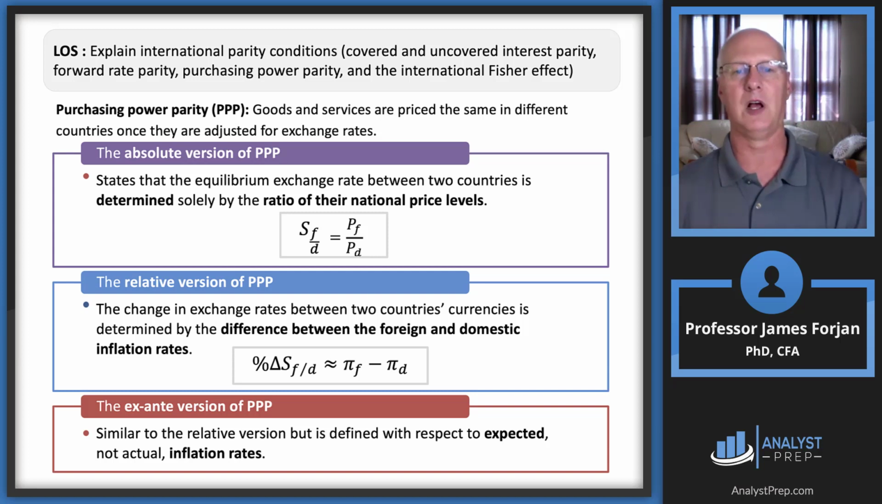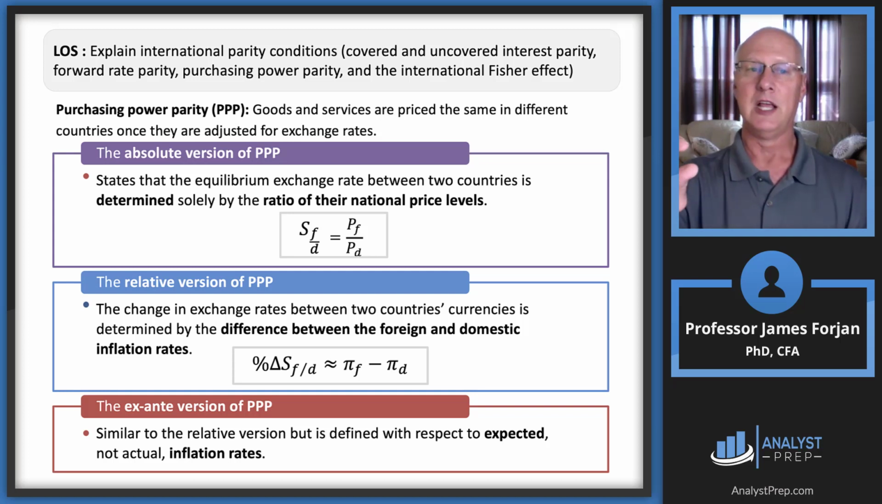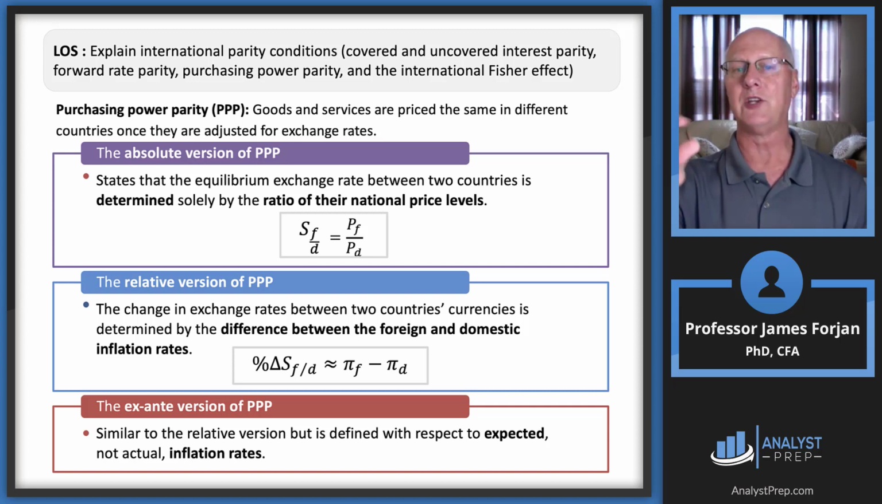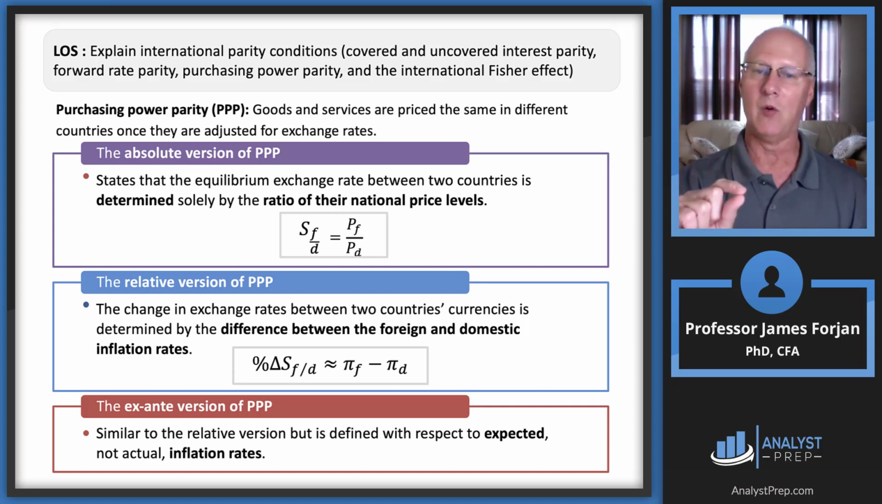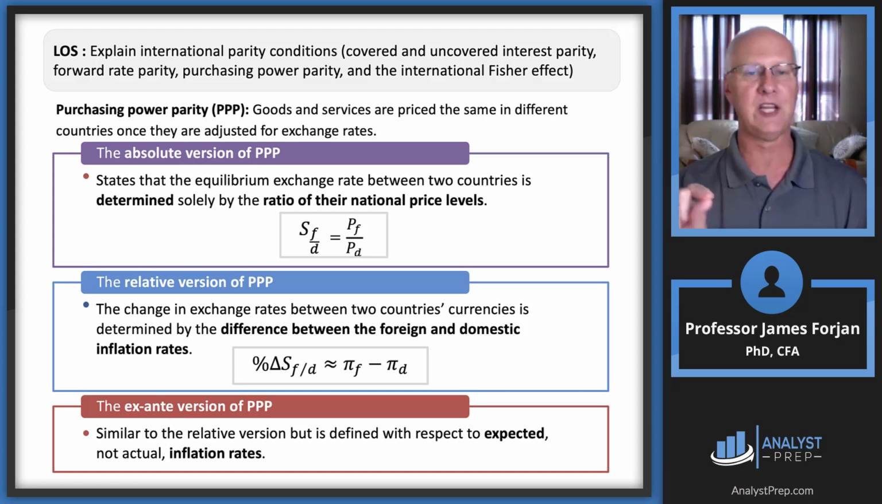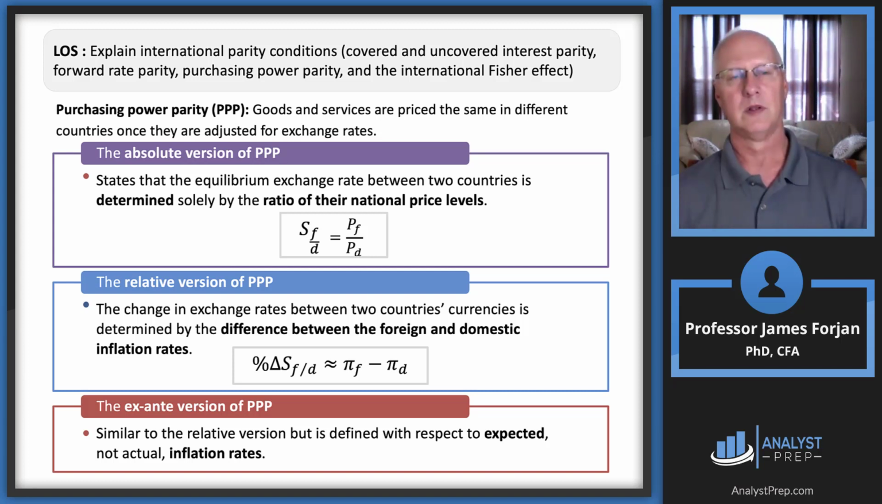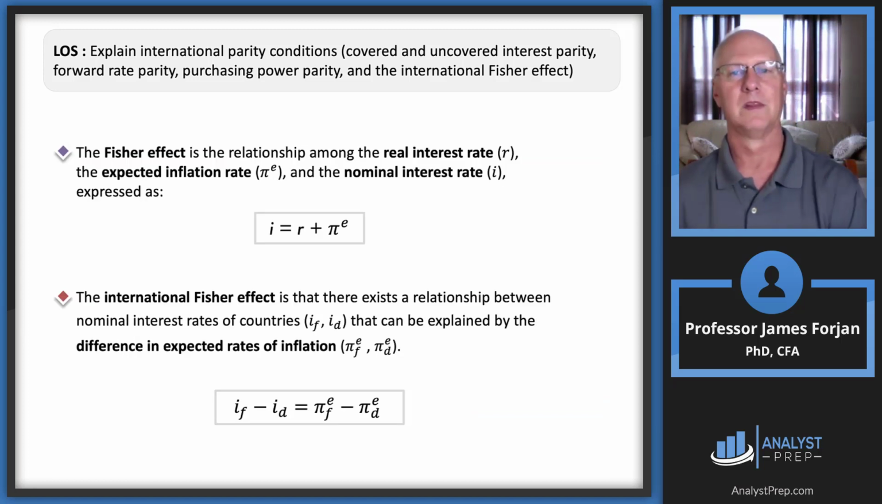So the relative version of purchasing power parity looks at the difference between the foreign and the domestic inflation rates, right? In the absolute version, we just have a ratio of price levels. Now we're looking at the difference, the inflation rate differential, and that's the relative version. And the reading does mention ex ante versus ex post. Ex ante, just remember, is expected inflation. Ex post means it already happened.